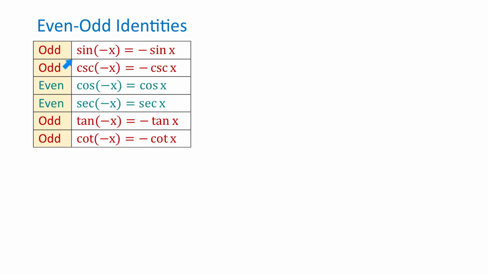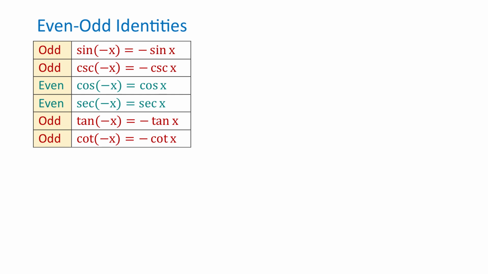Cosecant is the reciprocal of sine, and it's also an odd function, and cosecant of negative x equals negative cosecant of x. Cosine is an even function, therefore cosine of negative x equals cosine of x. Secant is the reciprocal of cosine, and it's also an even function, therefore secant of negative x equals secant of x.